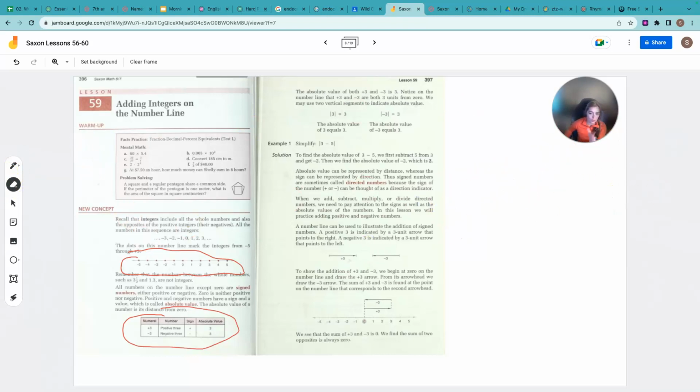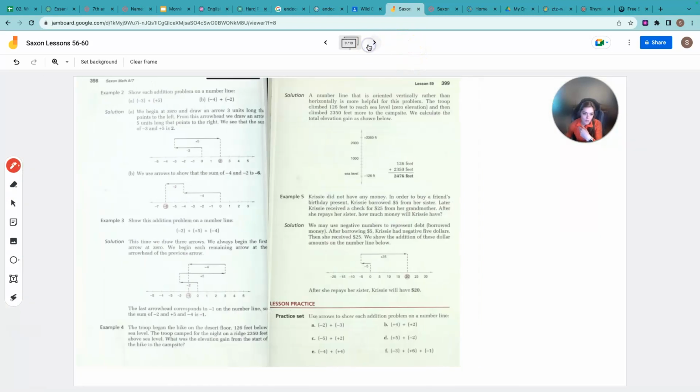Okay, so let's take a peek here at example 3. Example 3 says, show this addition problem on the number line. So, yes, you are going to have to draw a number line. I'm sorry. Cry me a river, all of that, but it is what must be done. So, I'm drawing out my number line: -1, -2, -3, -4, -5.